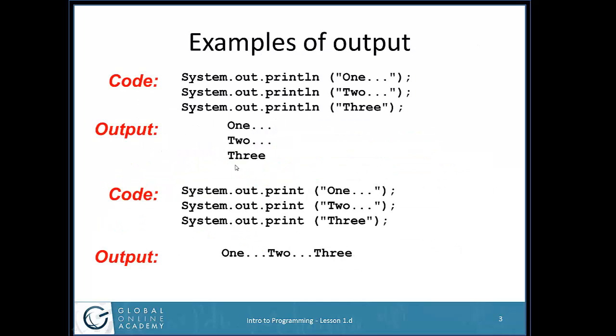So here's some examples. If in your Java code you had system.out.println 1, and then system.out.println 2, and then system.out.println 3, your output would consist of 1, 2, and 3 all on separate lines. If, on the other hand, you had system.out.print for each of those strings, 1, 2, and 3, your output would look like this, everything concatenated on one line. And the very next thing you printed would show up right after the word 3.